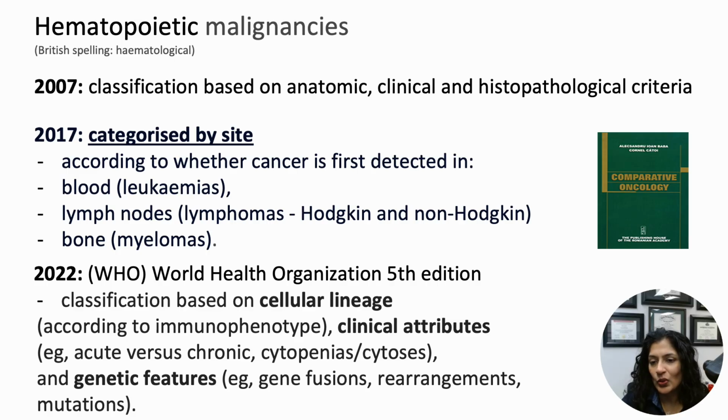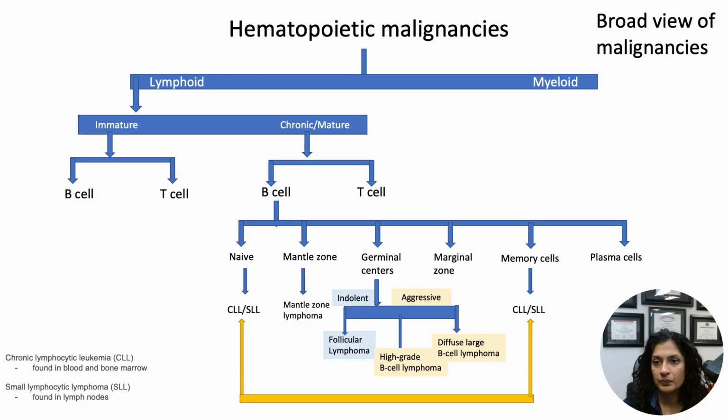But to give you a sense of the history of hematopoietic malignancies, in 2007, the classification of heme malignancies was mostly based on anatomic, clinical, and histopathologic criteria. Eventually, they were categorized by where the cancer is detected, and then ultimately in 2022, the World Health Organization's 5th edition classification used cellular lineage data, clinical attributes, as well as genetic features to refine the classifications.